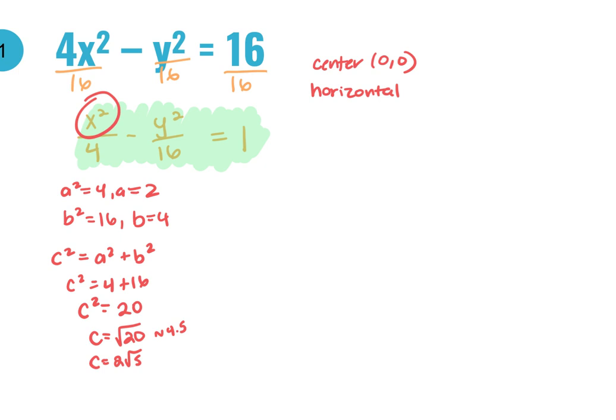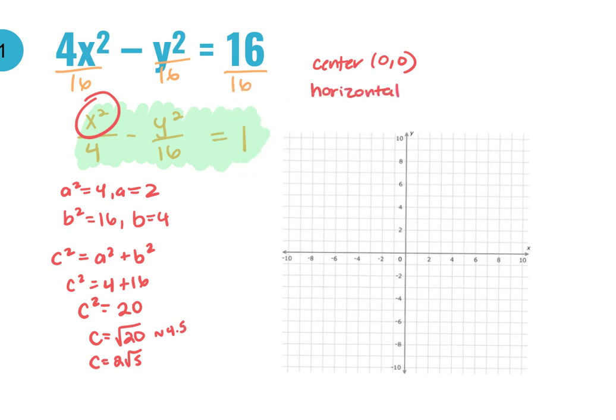Then we go to our graph. My center's at 0, 0. It's horizontal, which means I go right and left the a. So I go right 2 and I go left 2, and those are my vertices: negative 2, 0, and 2, 0. I go up and down the b, and the b is 4. Up and down b, and those are my co-vertices: 0, 4, and 0, negative 4.